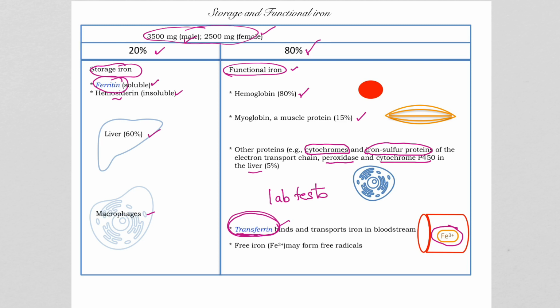I should let you know too, a warning, free iron, especially the Fe2+, is dangerous. It can form free radicals. And that's why we make sure that all our iron is bound to a protein, in this case, transferrin. So that's why iron has to be bound. Free iron can actually cause problems because it generates free radicals.